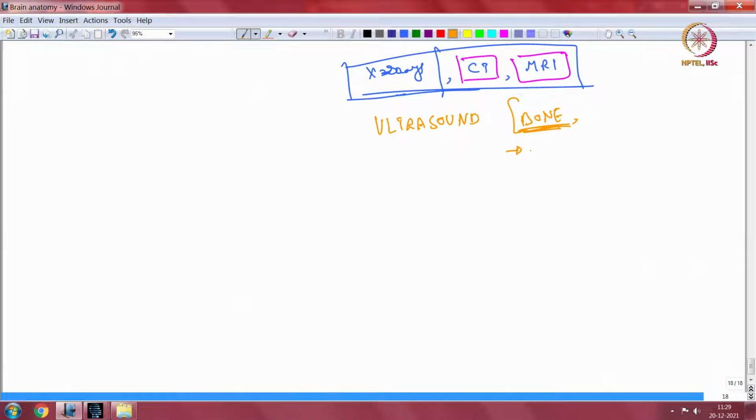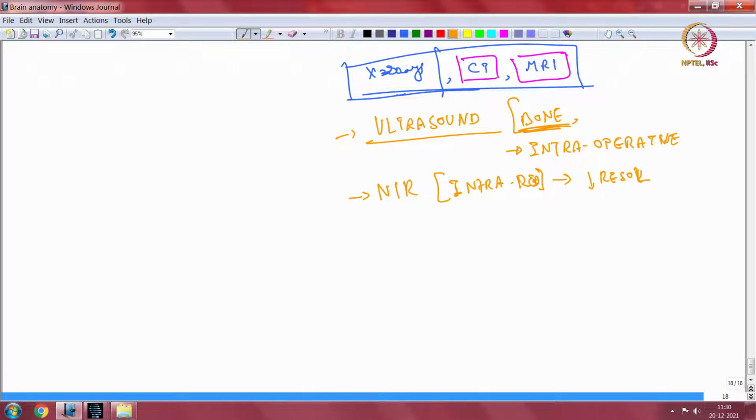So ultrasound is popular intraoperatively. I use a fair amount of ultrasound to locate things within the head after taking out the skull. There are multiple issues with ultrasound. Ultrasound is generally not popular. Then you also have infrared, which also has issues of poor resolution, but it allows you to find out some other things. Optical computerized tomography, high resolution.